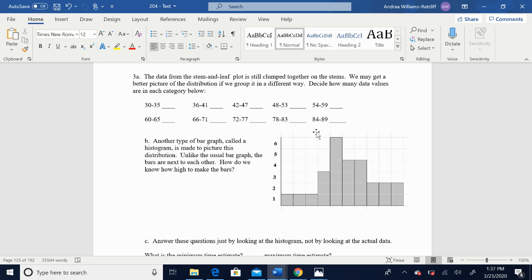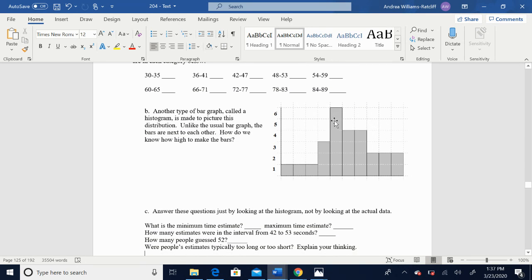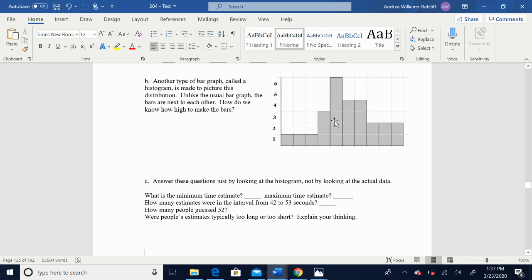Okay. If you look at this, these heights actually represent the frequencies that we saw these categories happen. So we have 1, 1, 1 in the first three, 3 in that 48 to 53 category, and so forth. The heights would represent the number of results we saw within those intervals. Okay, so just by looking, not looking at the data, but just looking at the histogram, what is the minimum time estimate or the maximum time estimate?